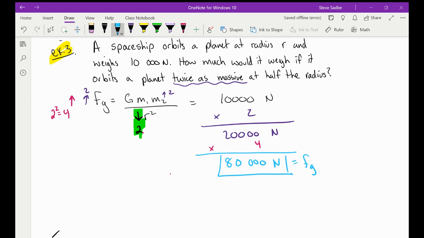Cool. So that's kind of it. You have to be able to use the formula Fg is equal to G m1 m2 over r squared. And you also have to be able to look at the relationship between the values, right? As m goes up, Fg goes up. They are directly proportional. And as r, or as the radius, goes up, the Fg goes down by a factor of that squared. So they are inversely proportional. And then you have that squared as well. That adds a complication. But hopefully that makes sense.